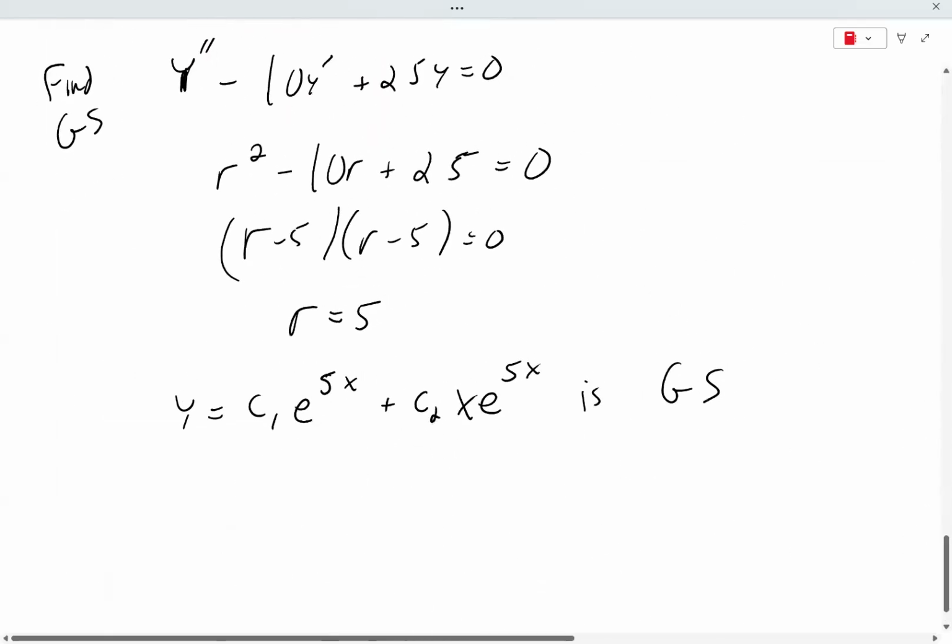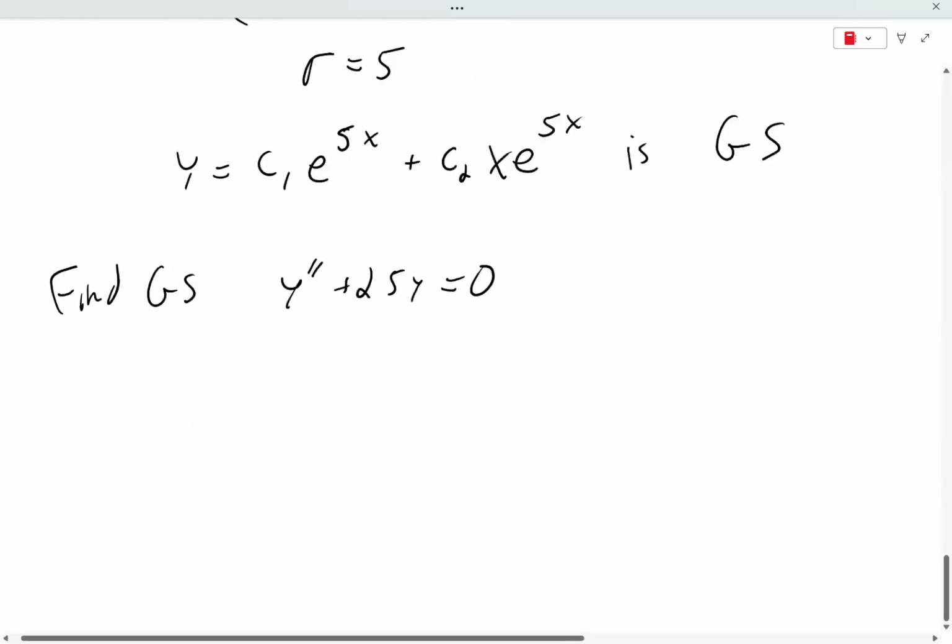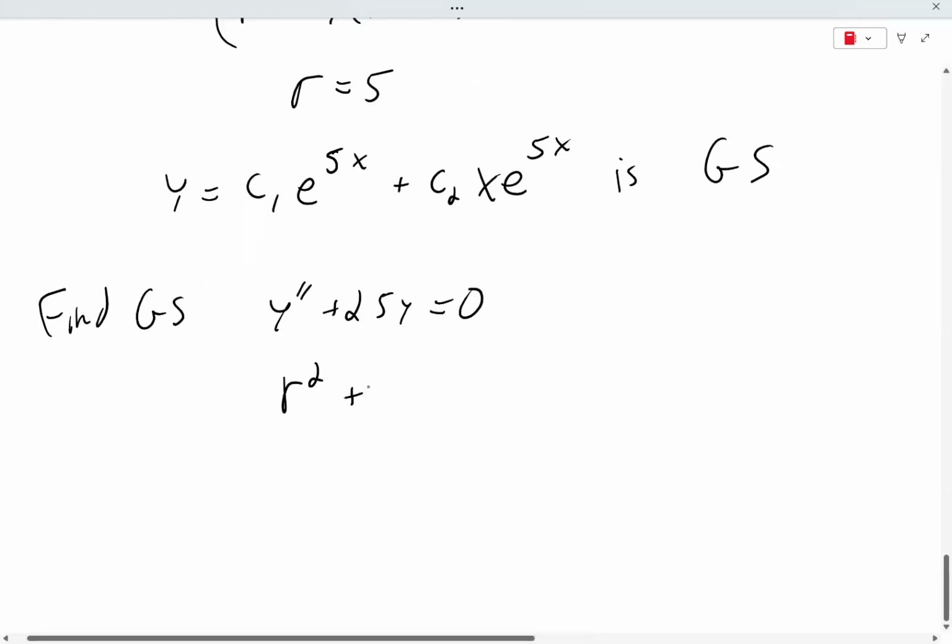Let's say find the general solution for this one. Actually, I have four cases here. y double prime plus 25y equals 0. Okay, so characteristic equation here, r squared plus 25 equals 0.